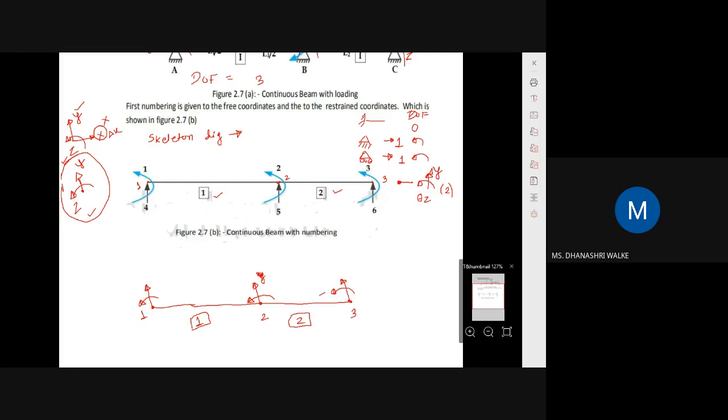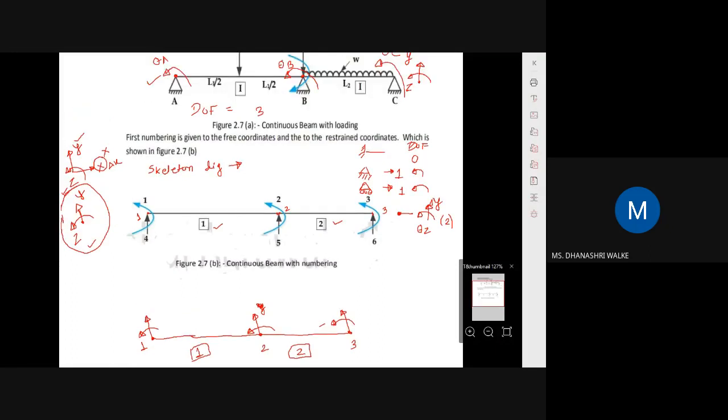Okay, now as I told you, the degree of freedom for this structure is 3. Okay, you can see this problem. So degree of freedom is 3. Okay, degree of freedom is 3. So where is displacement possible? At node A, at hinge support. In which direction is displacement possible?